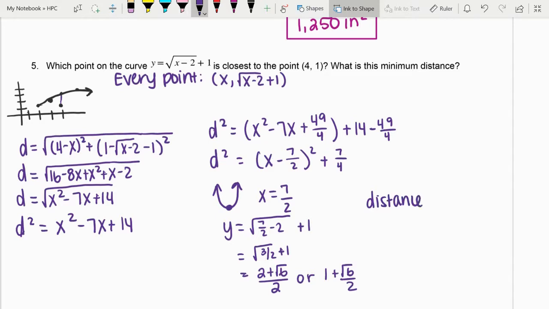Okay, so the distance, we're looking for the minimum distance. That minimum distance is going to be the square root of 7 over 2. And then the point that happens at to have that minimum distance is going to be at 7 halves as an x value, which we found from the vertex. And then that y coordinate was 2 plus the square root of 6 over 2. Or you could write it as 1 plus the square root of 6 over 2.